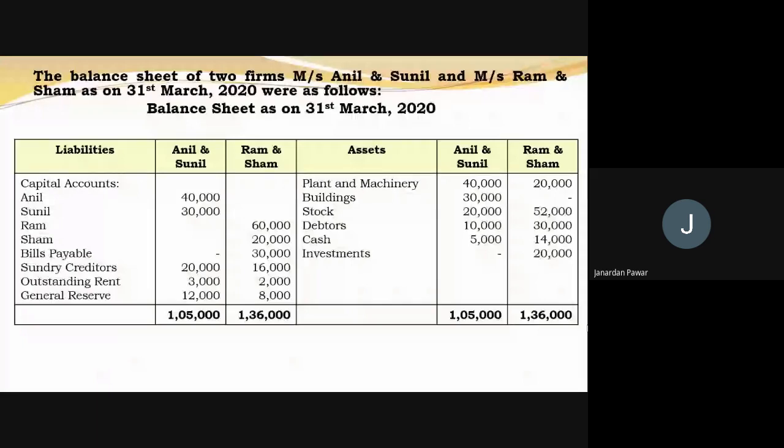Then stock rupees 20,000 of Anil and Sunil and 52,000 for Ram and Sham. Then debtors rupees 10,000 for Anil and Sunil and 30,000 for Ram and Sham. Then cash of Anil and Sunil rupees 5,000 and Ram and Sham rupees 14,000. Then investments of Ram and Sham only, rupees 20,000, and the total of the balance sheet is rupees 1,05,000 of Anil and Sunil and 1,36,000 of Ram and Sham.